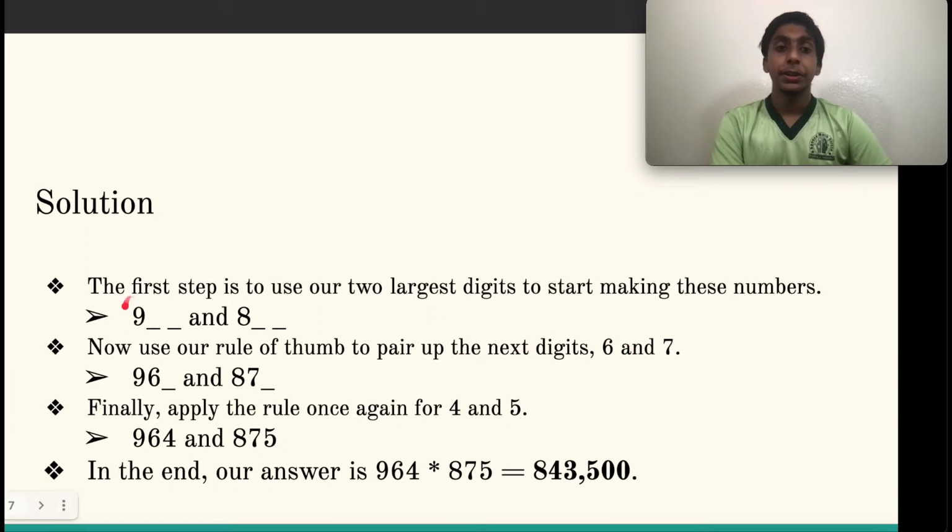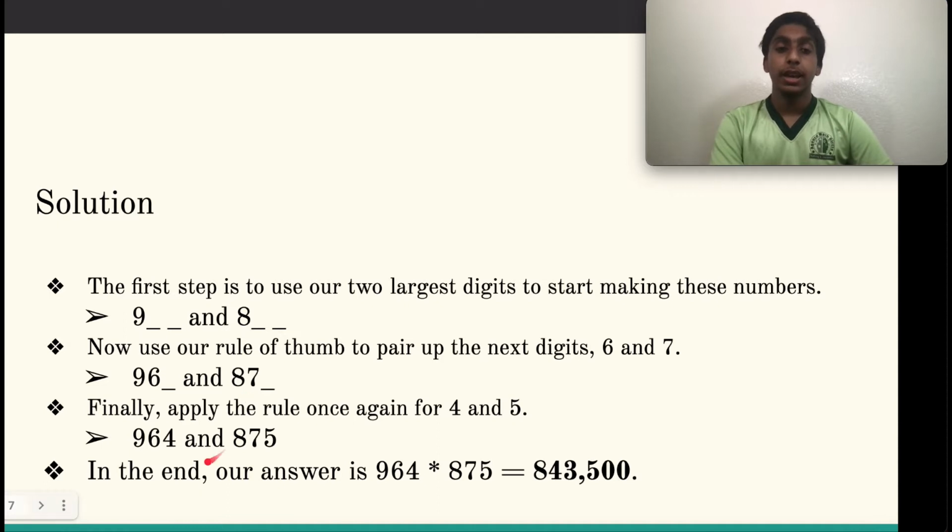If I just consider this 9 blank blank and 8 blank blank, obviously 9 blank blank is a larger number. So the smaller digit, that's 6 right here, is going to go with the 9. And the bigger digit is going to go with the 8. So that's how I got 9 6 blank and 8 7 blank. Now again, 960 and something is definitely going to be bigger than 870 and something. So that's how I know that the 4 is going to go with this, and my 5 is going to go with the 8 7.